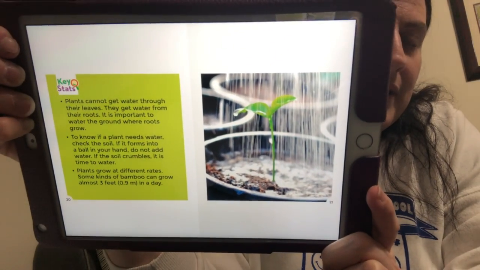Plants grow at different rates. Some kinds of bamboo can grow almost 3 feet in a day. Here's a plant getting watered.